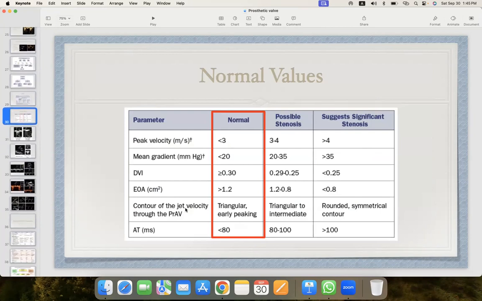Again, the normal values of the prosthetic valve: we always say that the velocity should be less than 3, mean gradient less than 20, dimensionless velocity index more than 0.3, and effective orifice area should be more than 1.2. The continuous wave diagram should be triangular with early peaking, with acceleration time less than 80 milliseconds.